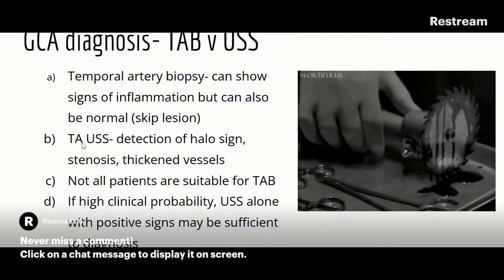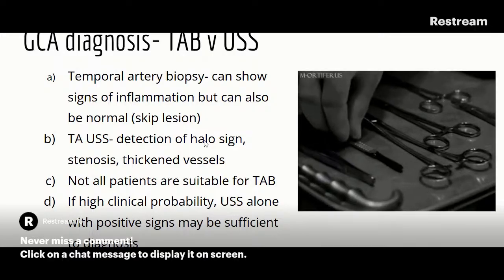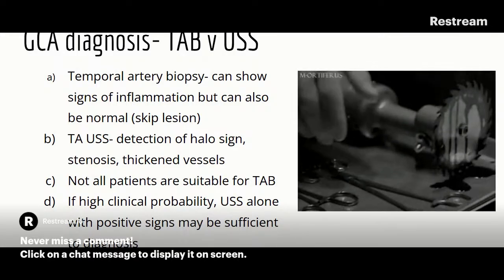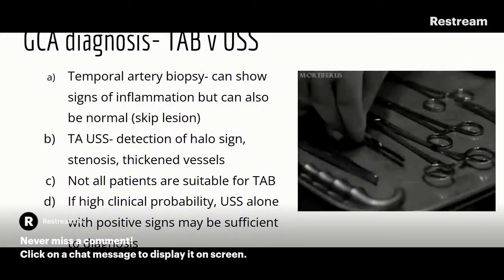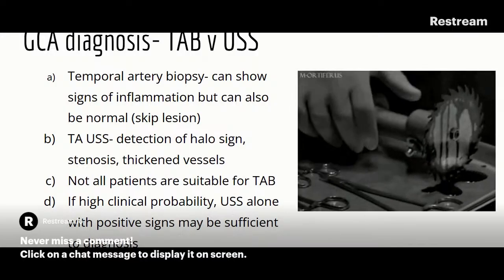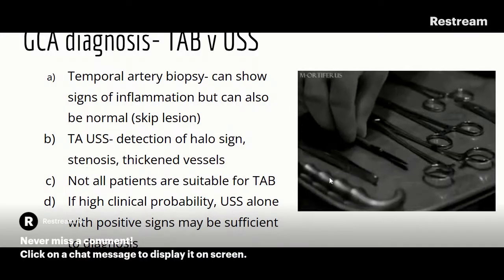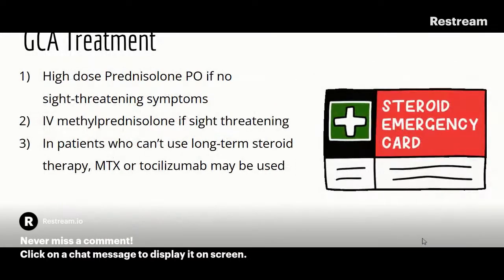And you can have a temporal artery ultrasound. You can see halo signs, thickened vessels, as you saw earlier, and some stenosis. Not all patients are suitable for temporal artery biopsy. It is a fairly invasive procedure. If there's a high clinical probability, you can do an ultrasound alone, and if that shows positive signs, that might be sufficient for a diagnosis.